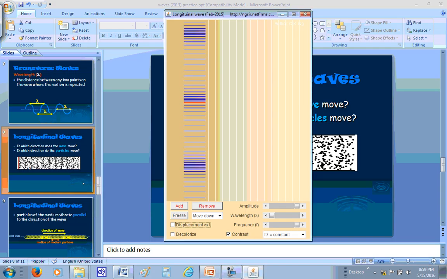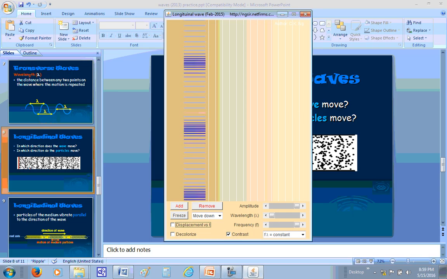Hi everyone, in this segment we'll be looking at longitudinal waves. So what you have in front of you is a great example of a longitudinal wave. This is one of the examples we have on the website. You can click on one of the Java applets, just make sure you have Java installed.